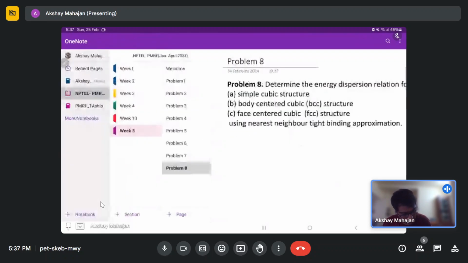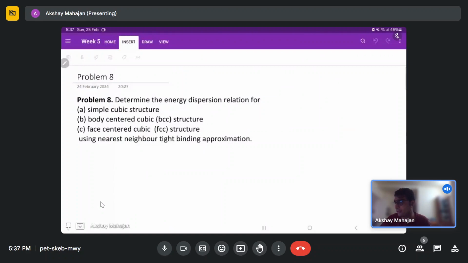Okay, so let's go to our last problem. This is also going to be a big one. This last problem is also in tight binding only. So let's just take a 2-3 minute break. Just a minute.